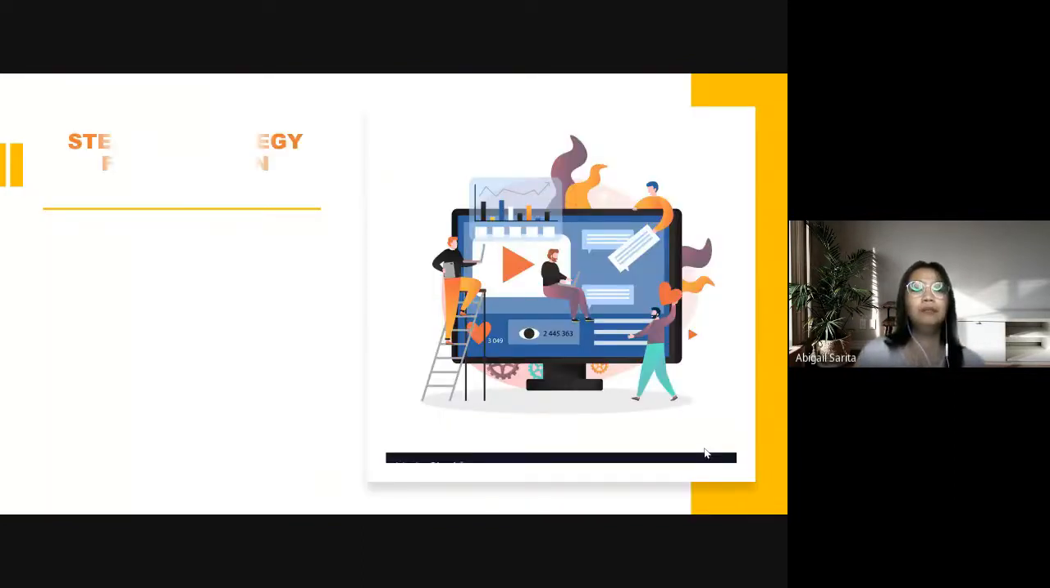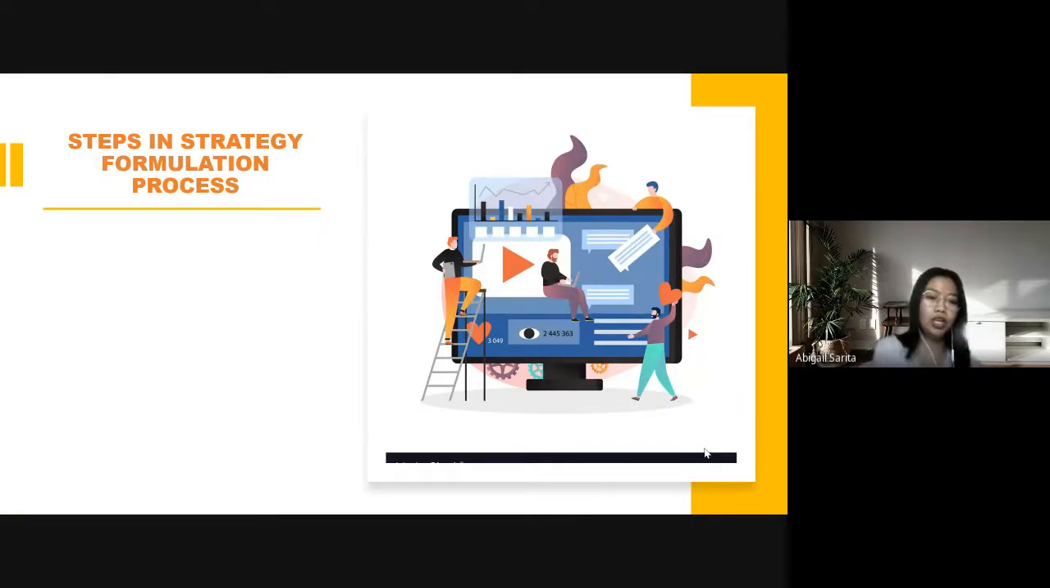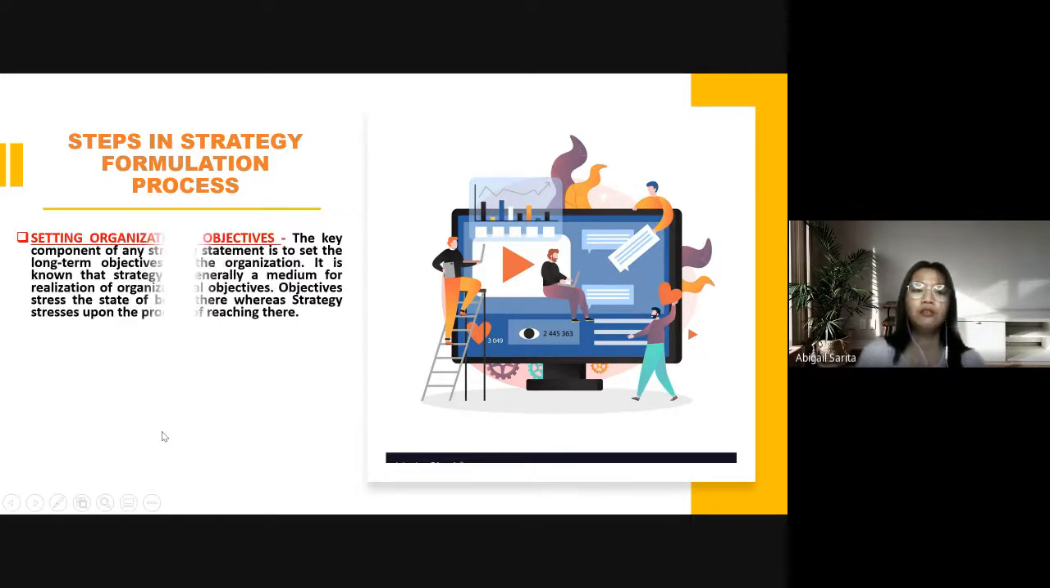Now, first, let's discuss the different steps in the strategy formulation process. What are the steps that we need to follow in order to create an effective and efficient strategy for our business or organization? Since we started our discussion, this is always the first step and the main focus. The first one, class, is setting the organization's objectives. Can you please read about setting organization objectives, Micah?